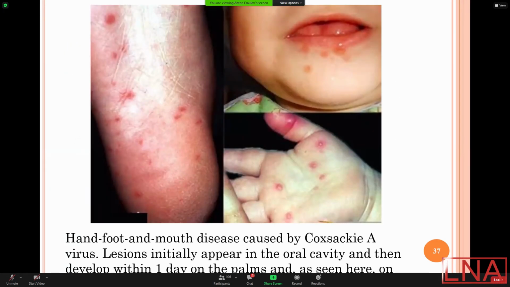Look at the picture, please. Hand, foot, and mouth disease, which is caused by Coxsackie A16 virus: lesions initially appear in the oral cavity or nearby, and then develop within 1 day on the palms, as on the picture, and on soles.